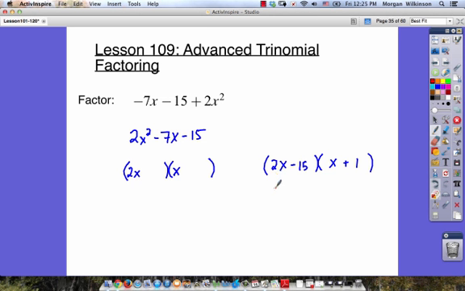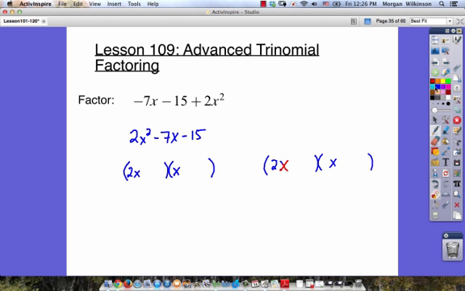When we use the FOIL method, we're going to get 2x squared, then plus 2x minus 15x, minus 15. 2x squared minus 13x minus 15. Well, is that what we had originally? Everything's right except for our middle term. Our middle term is not correct here. So that tells us negative 15 and positive 1 are not our right answers. Let's erase. Let's try it the other way around.